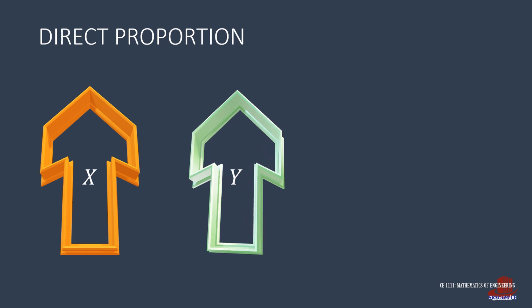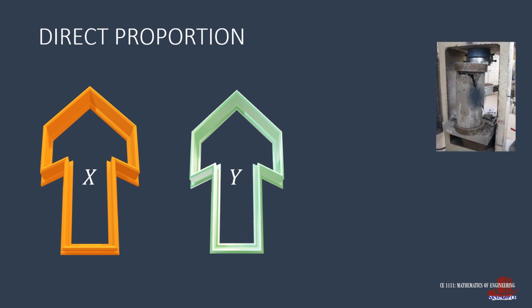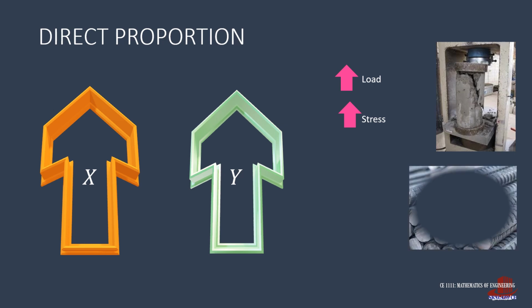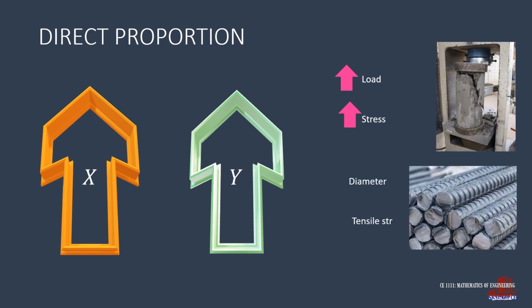Some examples of this proportion are the first characteristic of a concrete sample under loading. While a bigger load is applied on the concrete, it experiences more stress. Another is steel bars. Smaller diameter of steel bars would provide lower tensile strength.